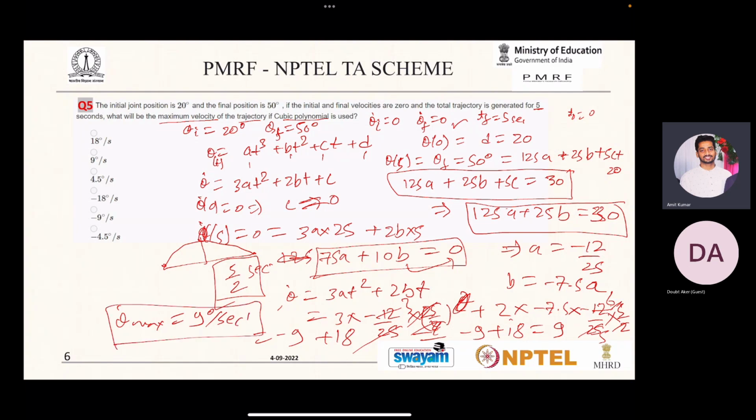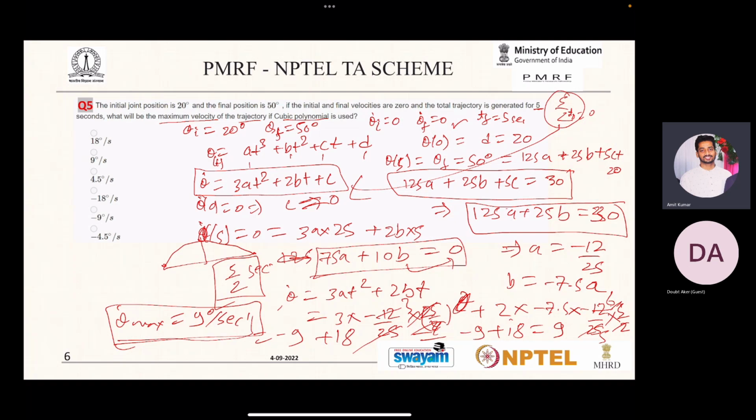So this we got. Because we know that this maximum velocity will occur at the time in between. So that means the total time is 5, the in-between time will be 5 by 2. So we first find the polynomial representing the velocity, then we find all the coefficients, and then using this time we find theta dot max, that is nothing but 9 degree per second. So hopefully you have got this idea.